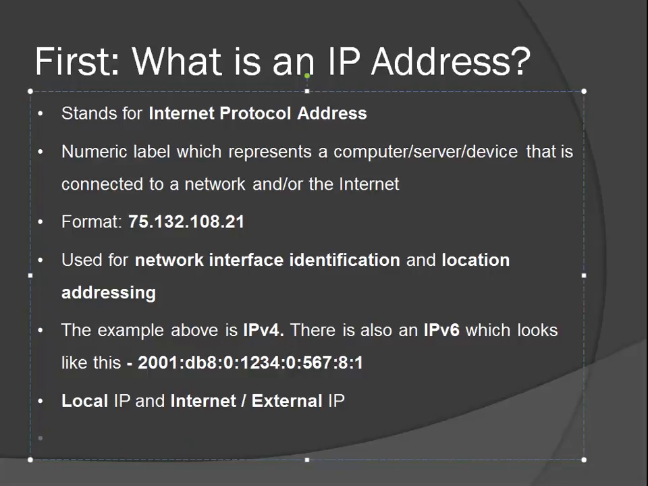And then you have one external IP which looks like this, and that's what the internet sees. The internet doesn't see those private IP addresses for each one of your machines. It looks at your router and your cable modem or whatever you use, and it gets the one external IP address. So that's the difference between local and external.